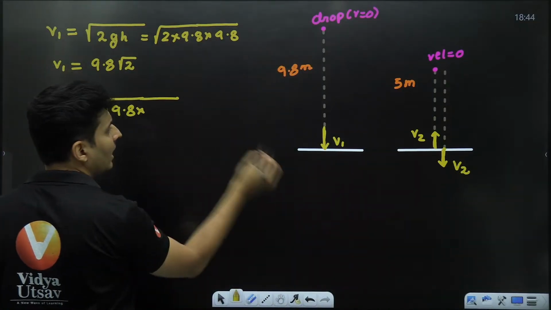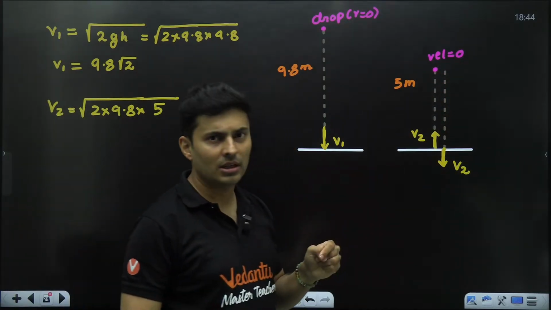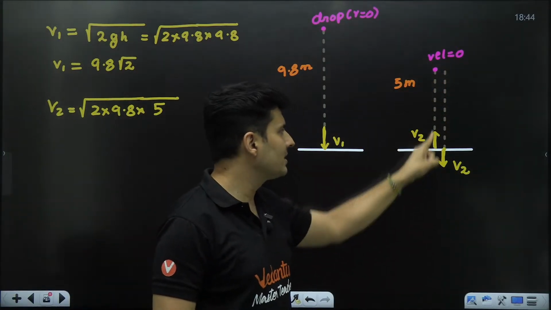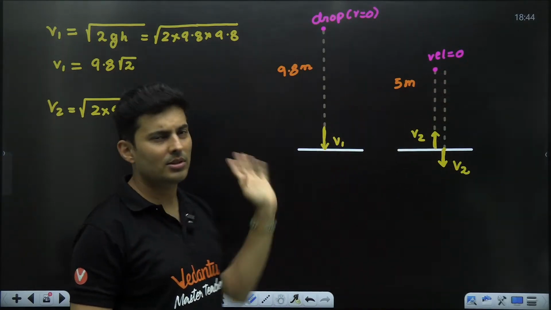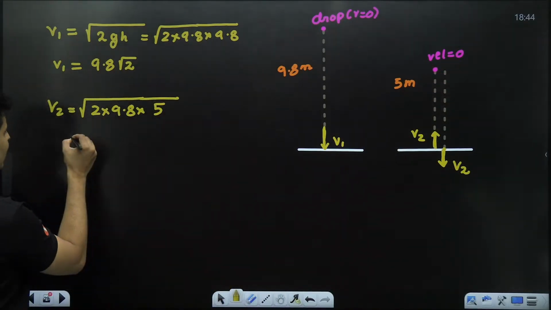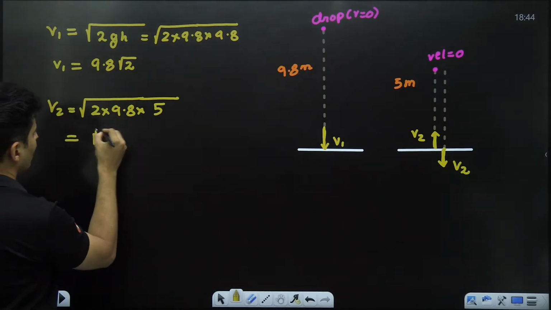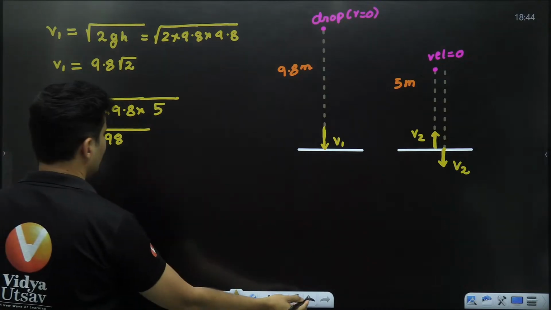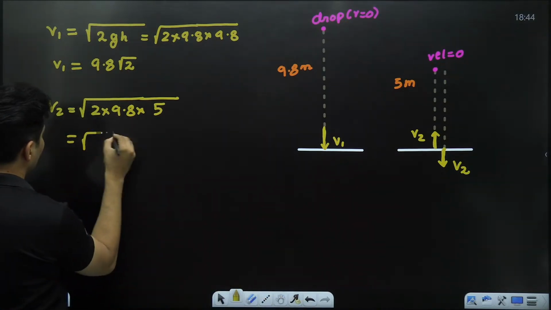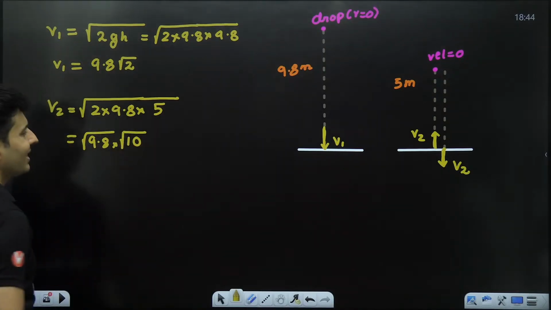Into height. Height this time is 5 meters. So I'm considering this part of the journey because this part of the journey is the same as this part of the journey. Whatever happens here will happen here, just in the opposite direction. Fair enough. 2 5s are 10. So it is nothing but root of 9.8 times 10, or you can say root 9.8 root 10. That's what you can say.